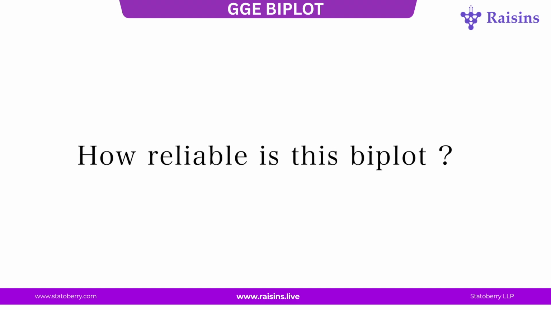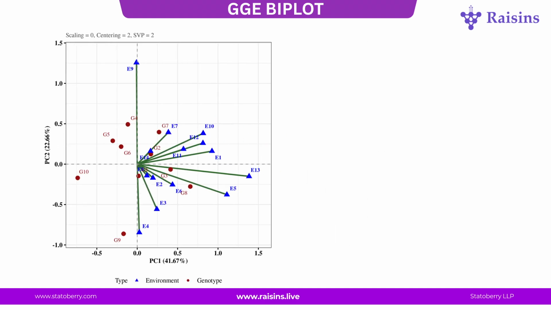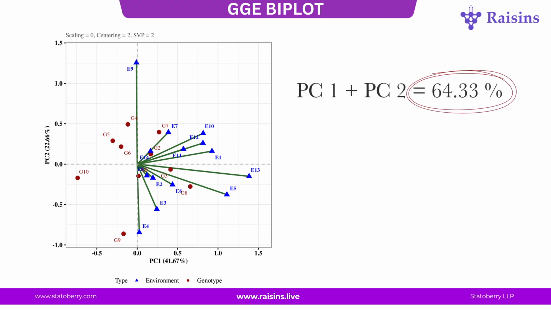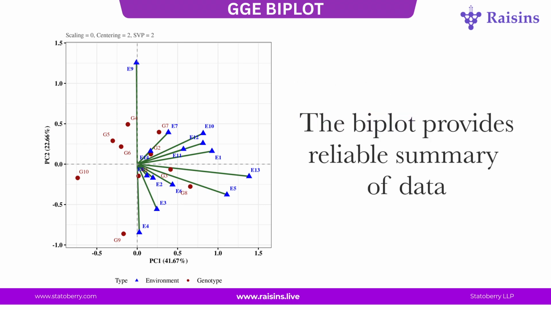How reliable is this biplot? The first two principal components explain 64.33% of the total genotype plus genotype by environment variation, with PC1 contributing 41.67% and PC2 contributing 22.66%. This indicates that the biplot provides a reliable summary of the data.